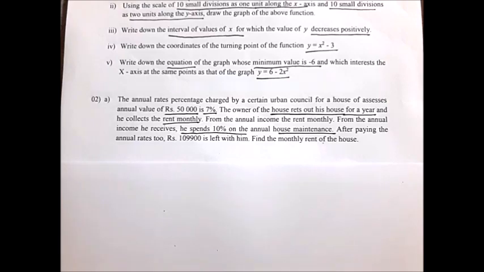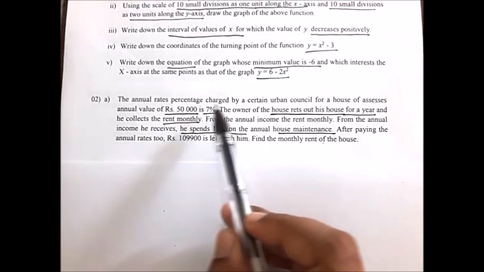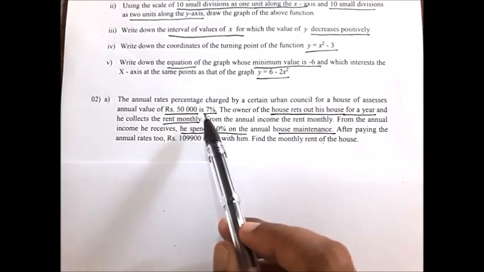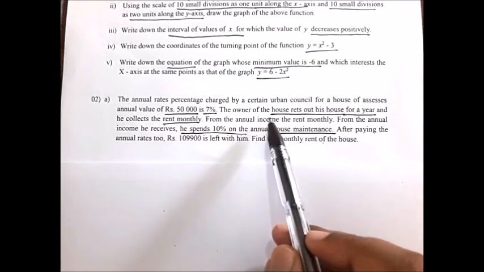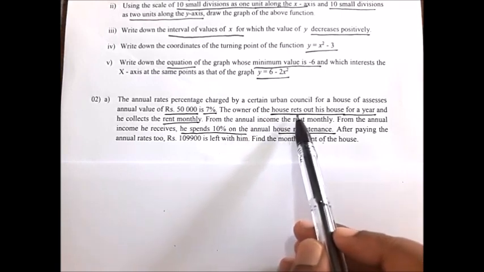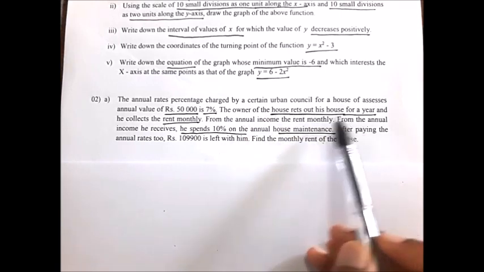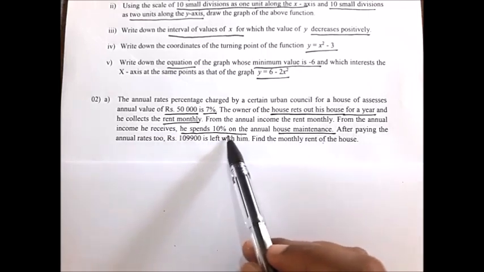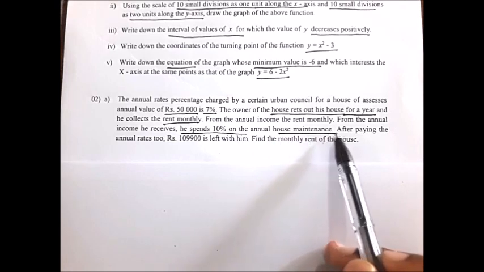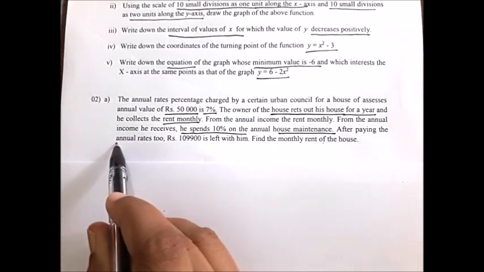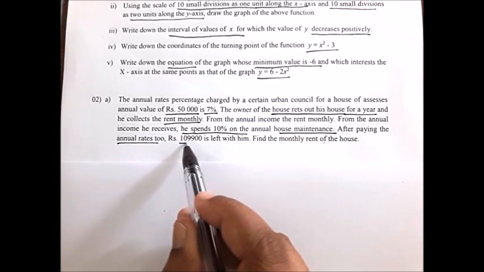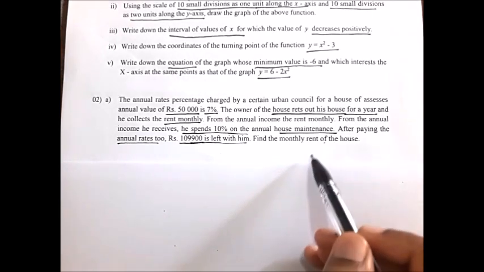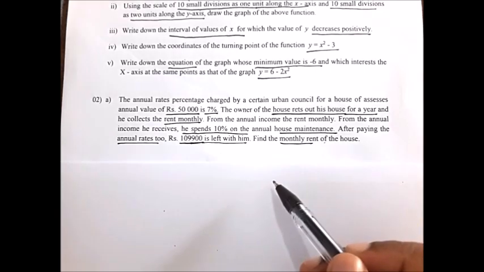Let's start second question. The annual rates percentage charged by a certain urban council on a house of assessed value 50,000 is 7%. The owner of the house rents out his house for a year. From the annual income he received, he spent 10% on house maintenance. After paying annual rates, 109,900 is left with him. Find the monthly rent of the house.